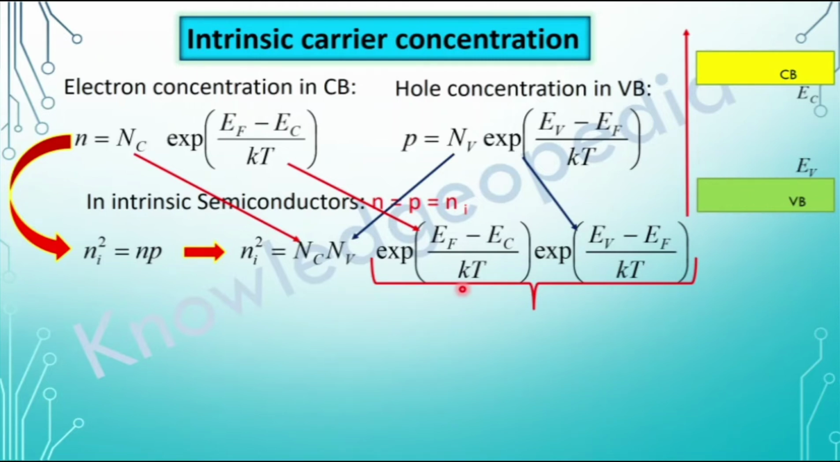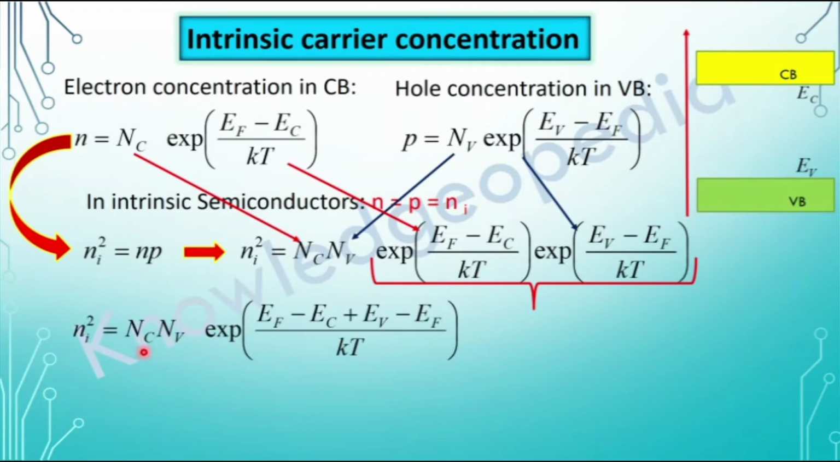Further, you can see these two exponential terms are multiplied with each other and hence can be combined to form a single exponential term, because we know exponential a into exponential b is equal to exponential a plus b. Using that relation, I can write Ni square is equal to Nc Nv exponential of Ef minus Ec by kT plus Ev minus Ef by kT. Taking kT as the LCM, I will get Ef minus Ec plus Ev minus Ef. Here again this Ef and this Ef will get cancelled.